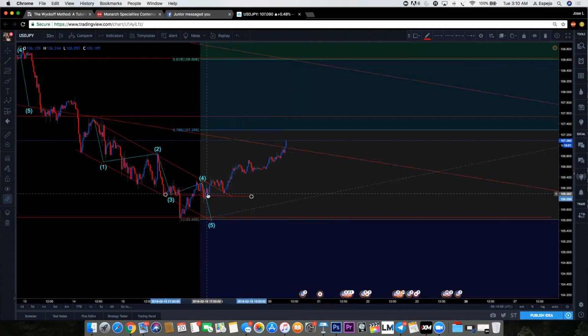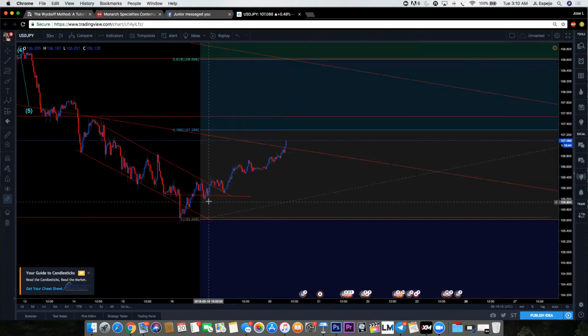When the market failed to break this, now I know that this Elliott wave and my prediction is no longer valid. I now need to change my approach towards this trade and look to buy this if I was selling originally. You understand? Or if I was holding a trade, maybe it's time to close my trade and now look for an opportunity to buy this.